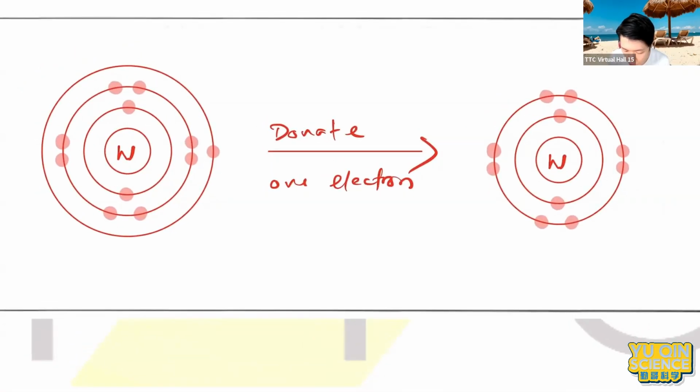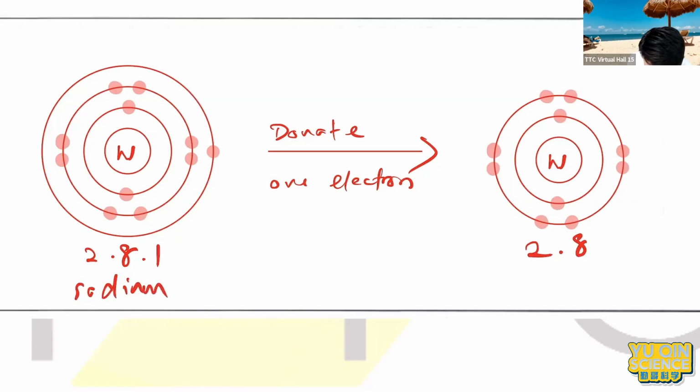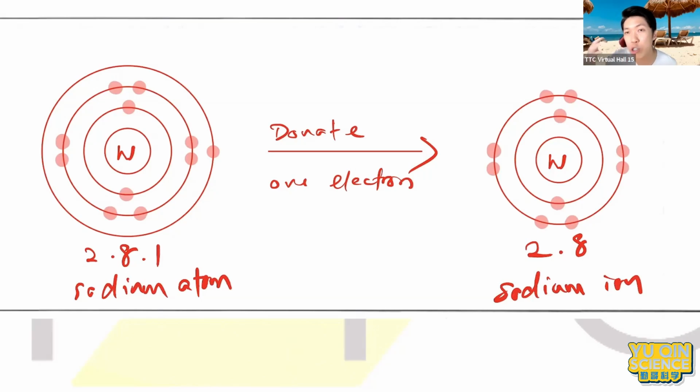So now the new arrangement becomes 2.8. Just now was 2.8.1, now is 2.8. Just now was sodium atom, now is sodium ion. So the sodium ion now becomes positively charged, right? Because you throw away one negative. If you throw away one negative, it means you lack negative. When you lack negative, you become more positive. Okay, so what we do is this.